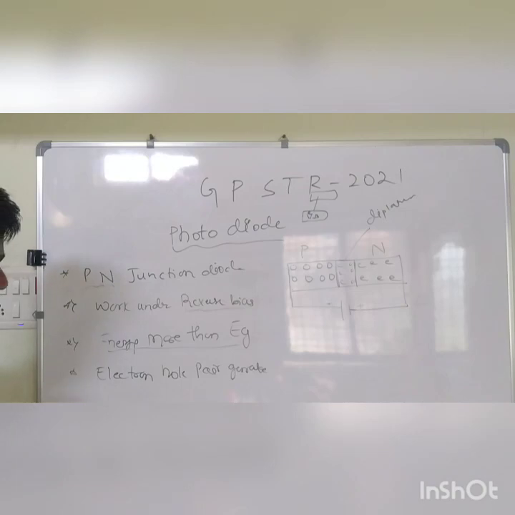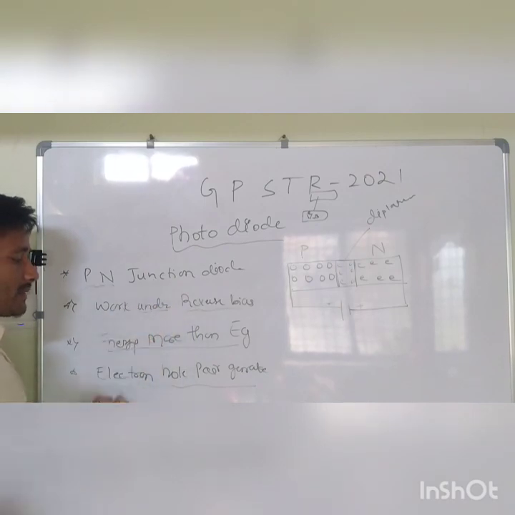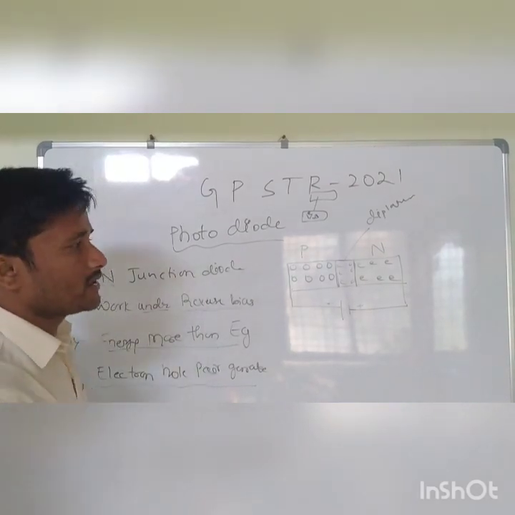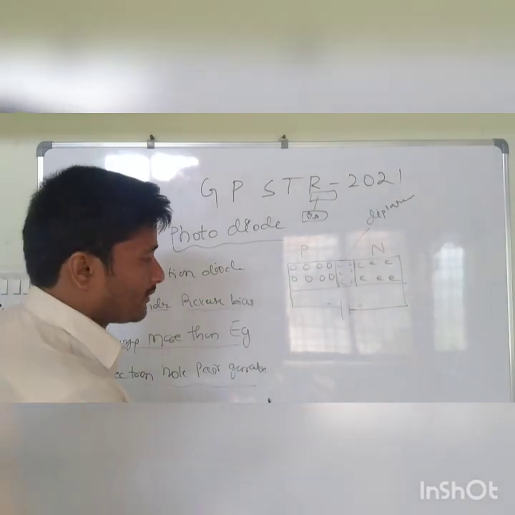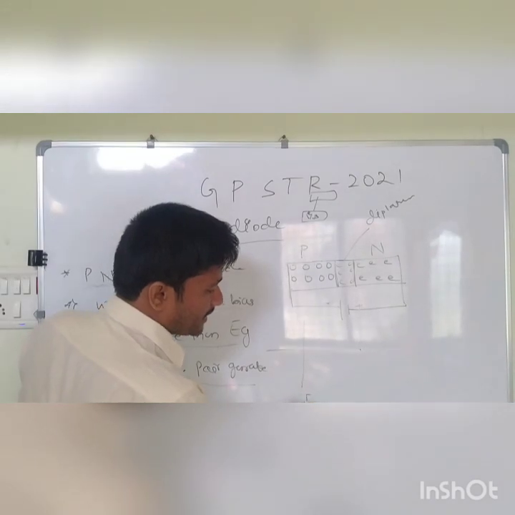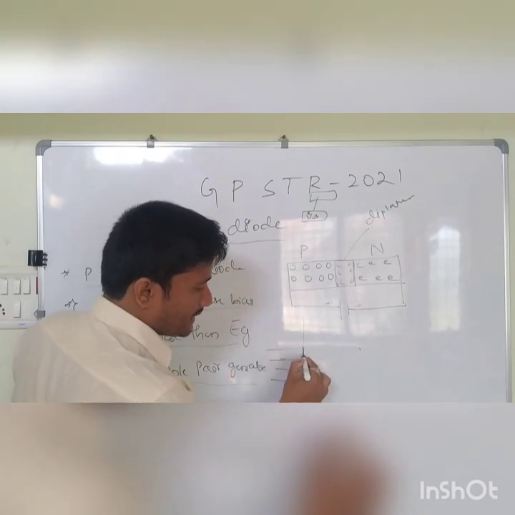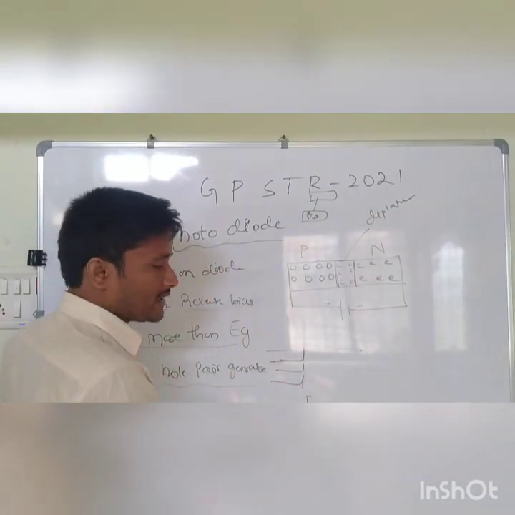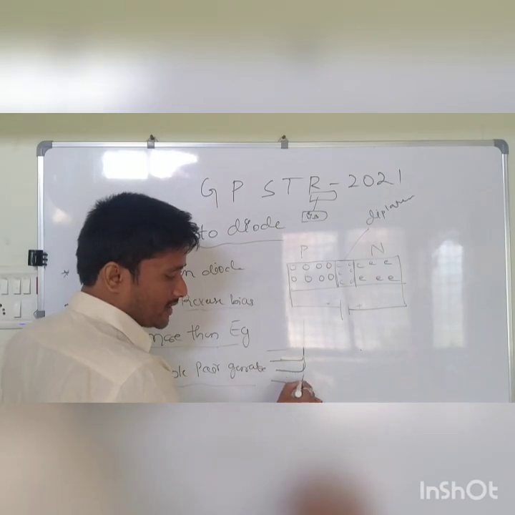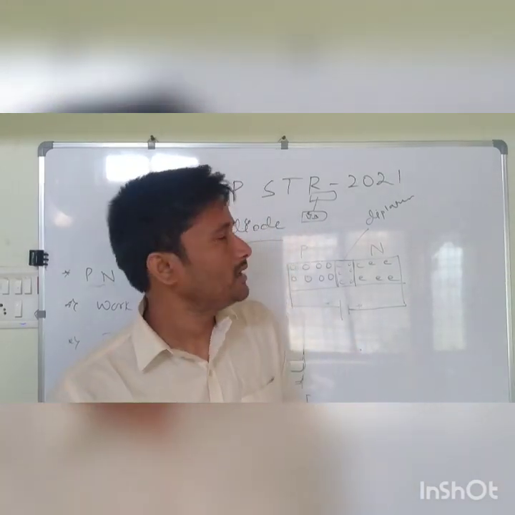Clear? So what exactly happens: you have taken a PN junction diode working under reverse bias condition, energy more than the energy gap, and electron hole pairs generate. If electron hole pairs generate, then there will be a production of current. For example, this is current I. As you increase the intensity, the current also increases. When you increase the intensity, the current increases in the photodiode.